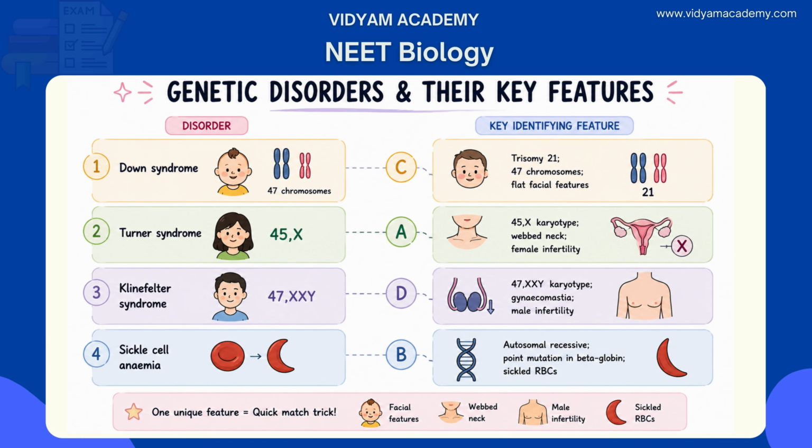Klinefelter syndrome, 3, matches D. It is the 47,XXY karyotype in males, causing gynecomastia, small testes, and infertility with otherwise male phenotype. Sickle cell anemia, 4, matches B because it's autosomal recessive, caused by a point mutation in the beta globin gene, GAG to GTG, glutamic acid to valine, producing abnormally shaped sickled red blood cells under low oxygen conditions. So memorizing one unique identifying feature per disorder is the fastest strategy for match questions.